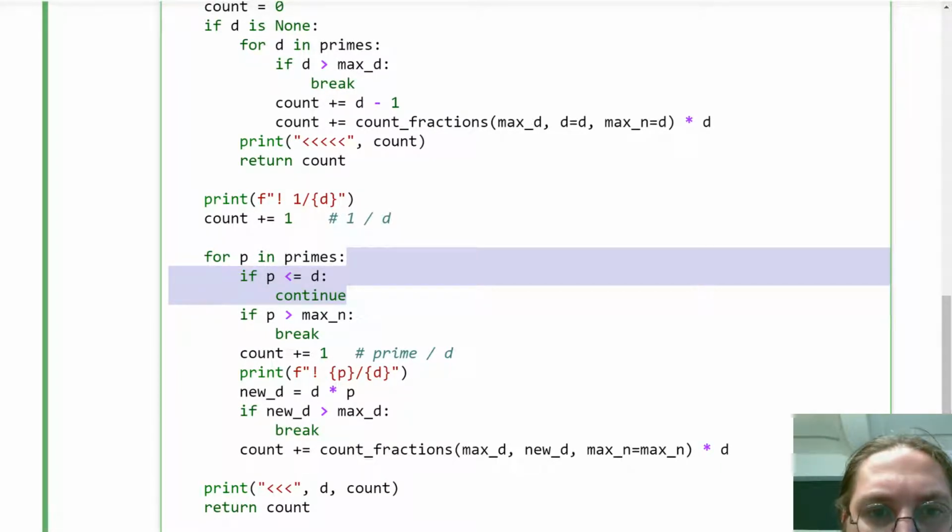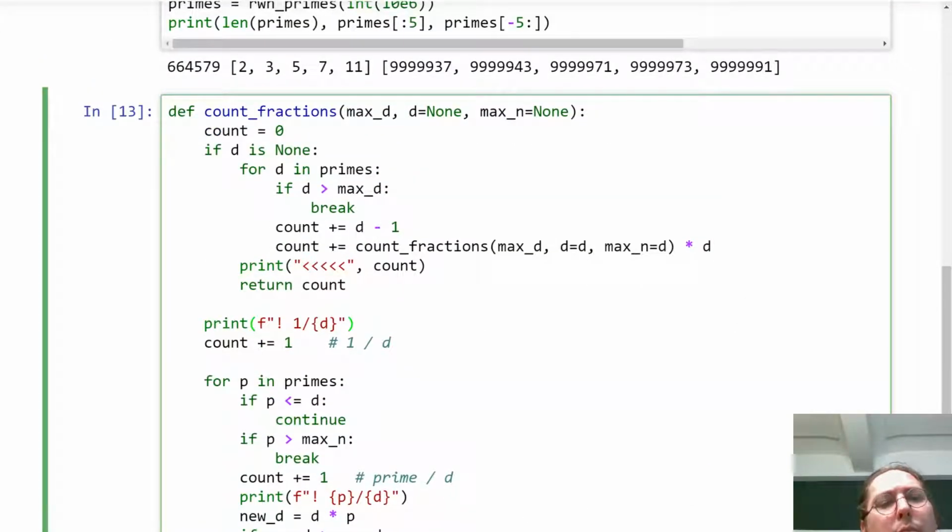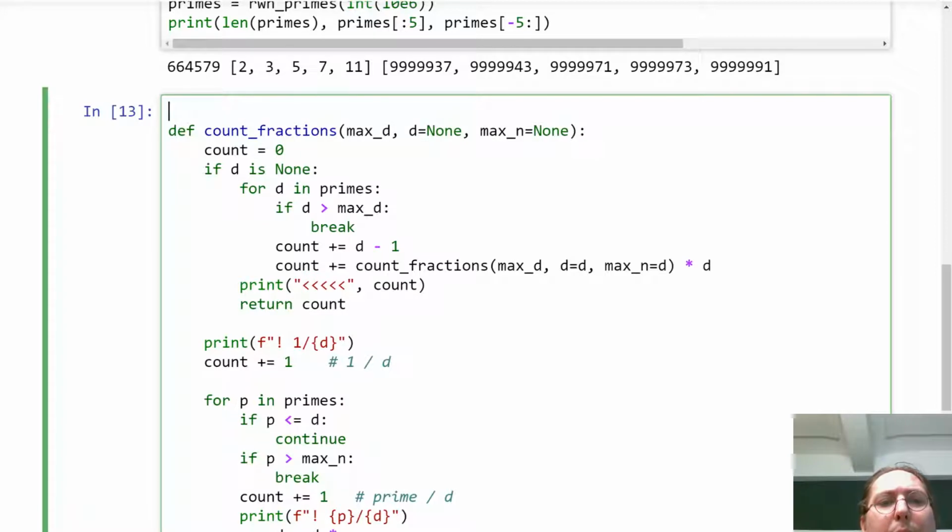So the formula is: the phi of the product of p^r equals the product of, for each prime, the prime to the r minus the prime to the r minus 1. This is it.